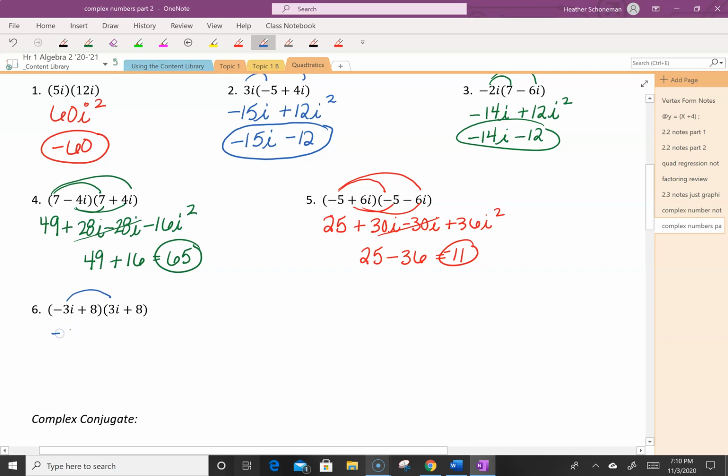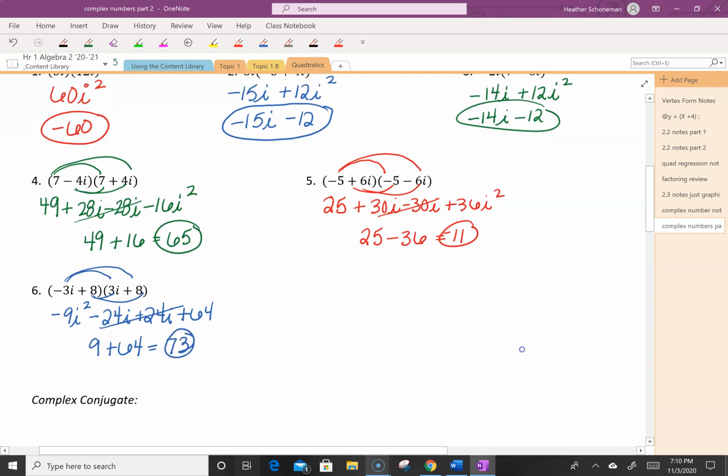All right, let's try this again on number 6. -3i times 3i is -9i squared. -3i times 8 is going to be -24i. Then I get +24i, and then +64. The middle terms cancel out. i squared is -1, so -1 times -9 is +9, plus 64, which would equal 73.